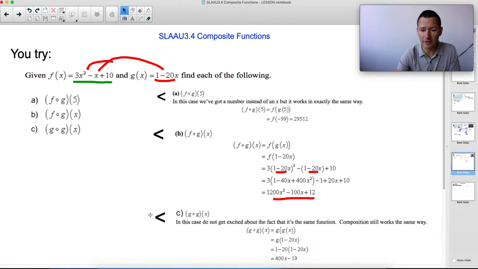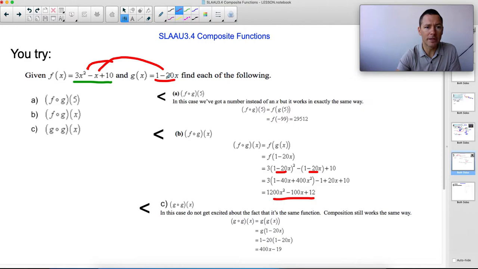And then g of f of x is ignore g completely and just put f of x, this, into the x value for g. You notice that in place of the x, the whole equation is going in place of that x, right? And then you can simplify.